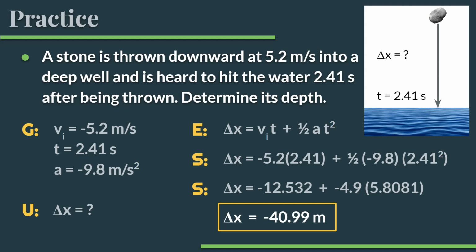If it's dropped from rest, a lot of times it doesn't say the initial velocity is 0. It says it's dropped, and it's implied then that it's 0. So if they give you a velocity, you use it. If it says dropped, you use 0 for the initial velocity.